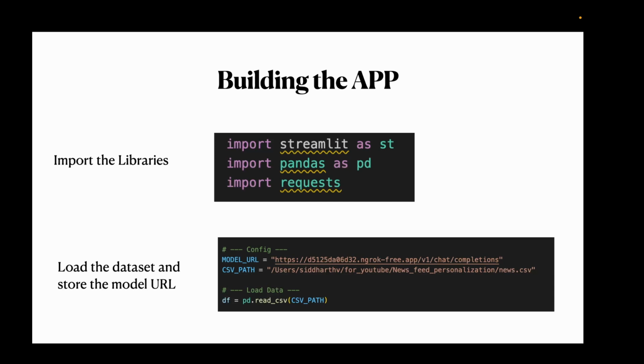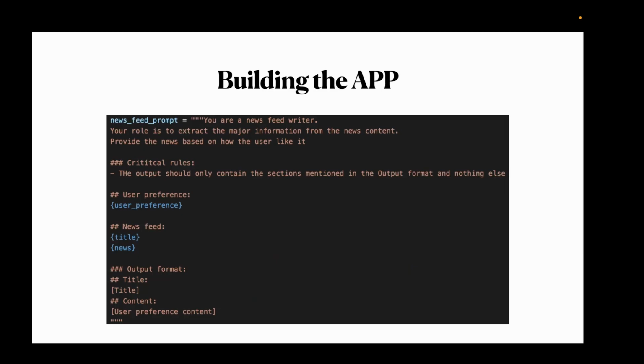First, I import the required libraries. Streamlit is used to build the web interface. Pandas is used to load and handle the dataset. Requests allow us to send data to the AI model and get back the response. Next, I define a prompt template that will be sent to the AI model. This template tells the model to act as a newsfeed writer. The model's job is to extract major information from the news content and rewrite it based on how the user wants the news.